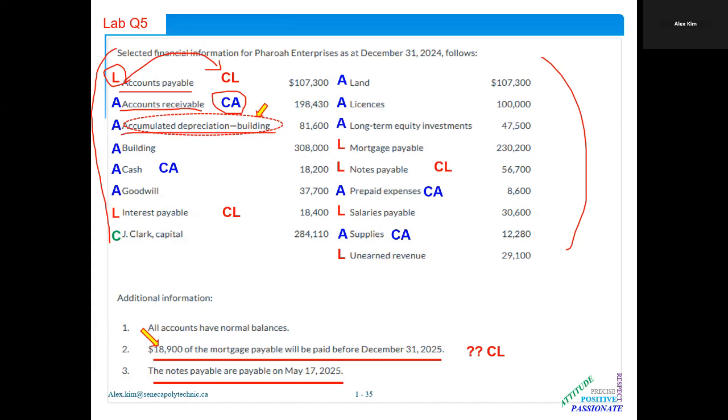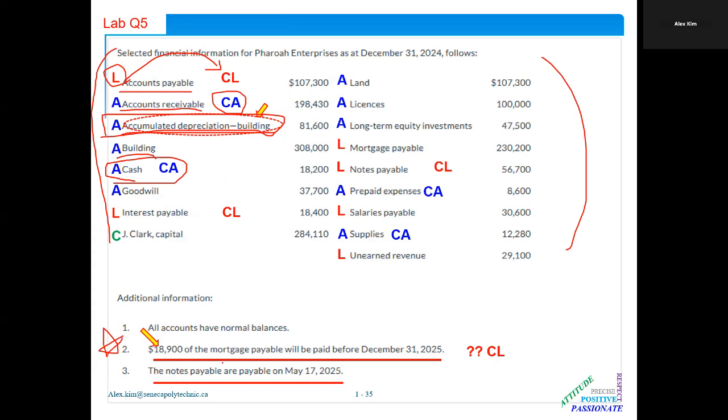Accumulated depreciation is an asset. Even though it reduces the value of each asset, such as equipment, building, or machine, it doesn't mean it crosses the line to liability or owner's equity. It definitely stays on the asset side, but as a control account. Okay? Don't be confused. Building and cash, of course, represent assets, right?